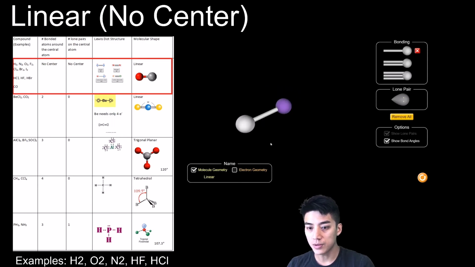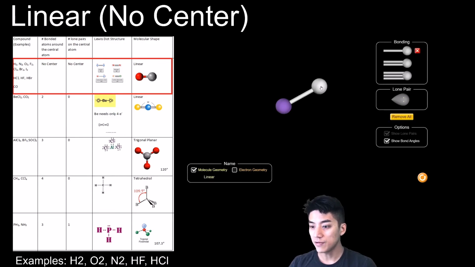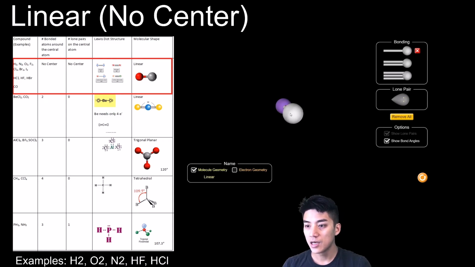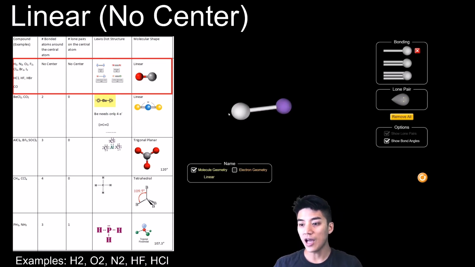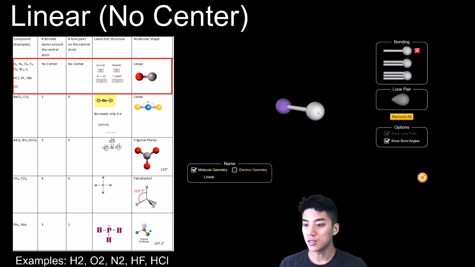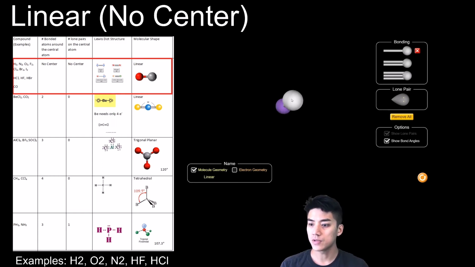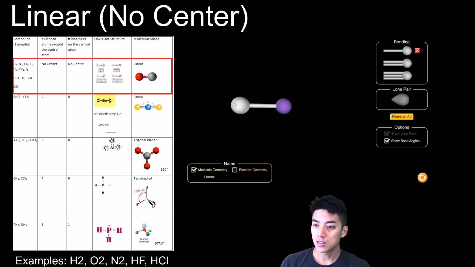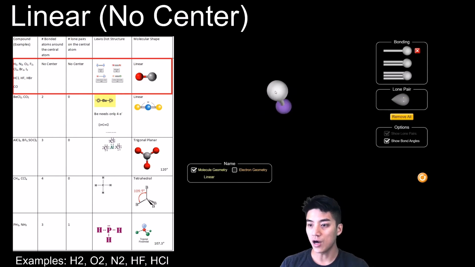The first shape we want to talk about is linear with no center. For example, things like hydrogen, oxygen, and nitrogen, H2, O2, N2, HF, hydrofluoric acid, and HCl, hydrochloric acid, would be things where they have no center like we discussed in the Lewis dot structures. It was just 2 atoms sitting next to each other side by side. You can't have a middle or a center. So by default, the shape for this is known as linear. It's just straight across.